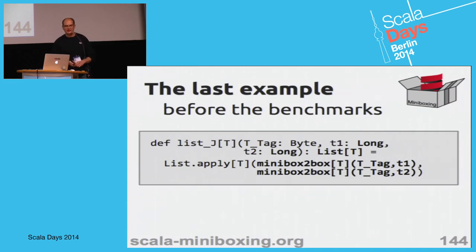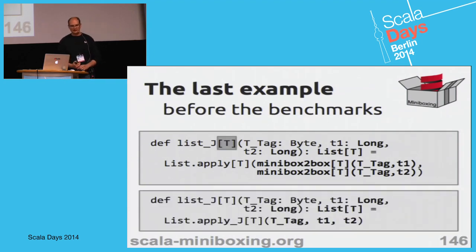It works. Now, of course, you don't like this because we're boxing. We're going back to the disadvantages of generics. So what you could do is take the list, go to its object, add the apply method, and mark it as miniboxed. What you will get is the bottom translation, which will just call apply_J, and there's no boxing involved.